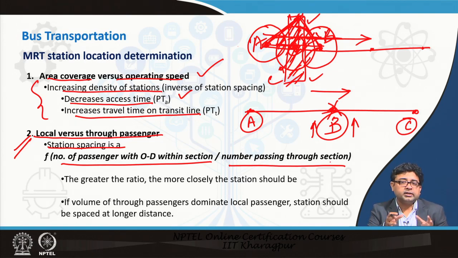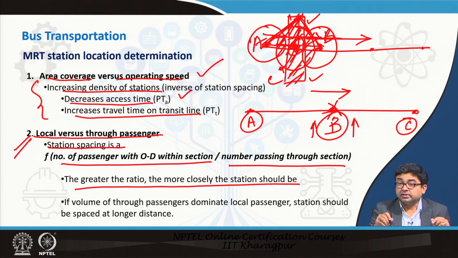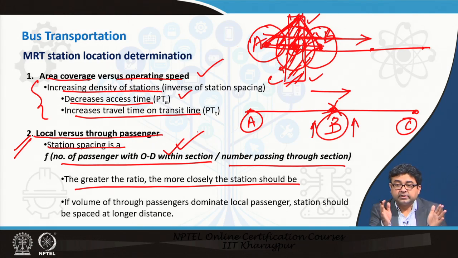So, if your origin and destination fall within the section, you are a local passenger, whereas if your origin and destination do not fall within that section, then you are a through passenger for that section. So, the greater the ratio, the more closely spaced the stations should be. If there are more local passengers, that means more people want to board and disembark in that section, then you have to have the stations more closely spaced together.